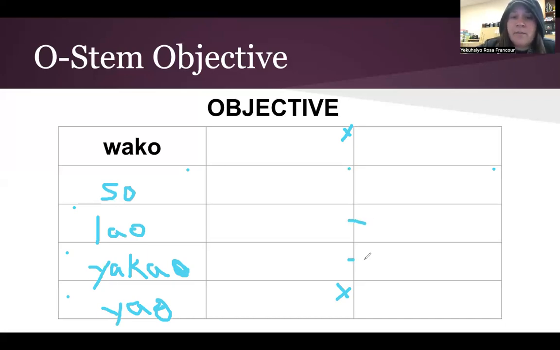Remember, these two are the same. These two are the same. Remember that this and this are also the same. So that's our pattern. That takes care of the last two columns for us.